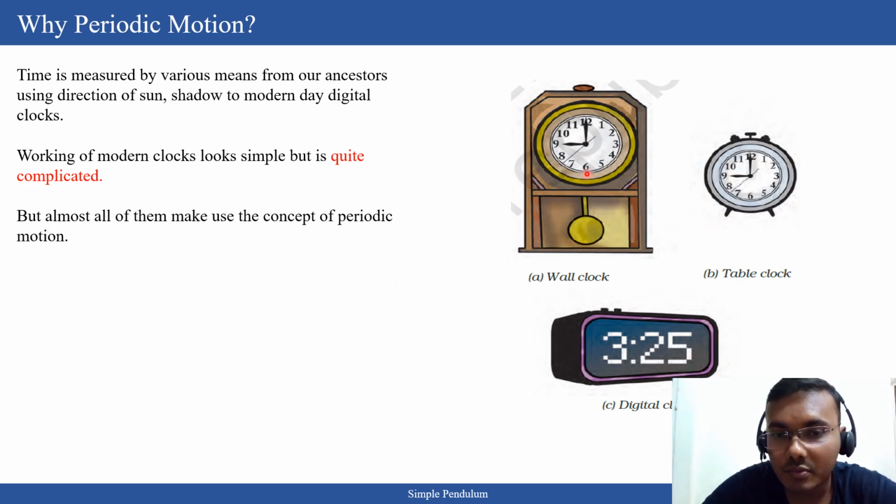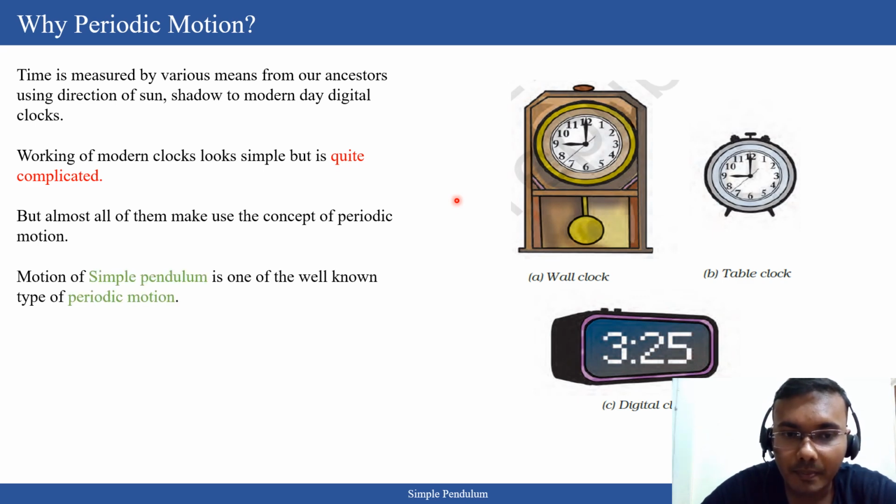We see that almost all the clocks here, in the picture you can see the wall clock, table clock, or even the digital clock, in the mechanism most of them use periodic motion. Motion of a simple pendulum is one of the well-known types of periodic motion. Ultimately our aim is to find the time, and almost all time measuring instruments use periodic motion. The simple pendulum is one of the best-known techniques to measure the time period for a periodic motion.